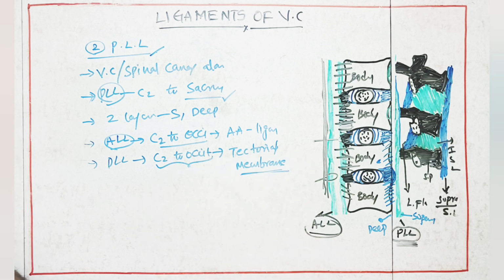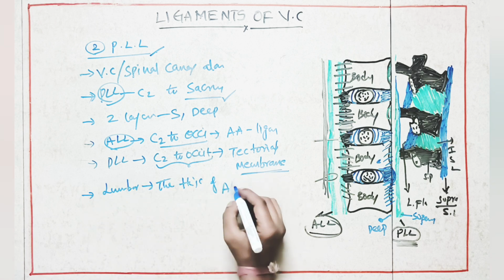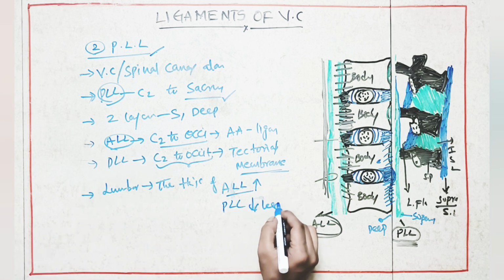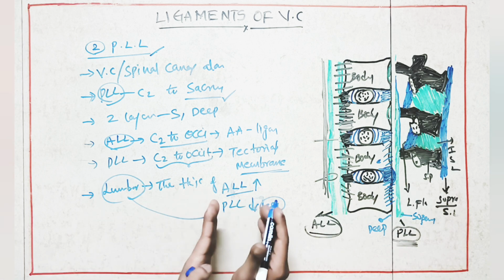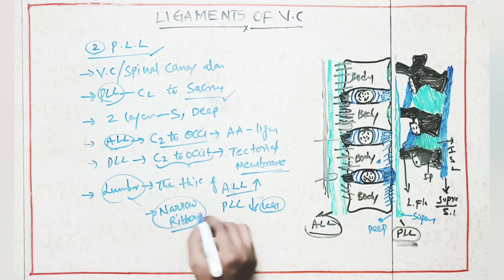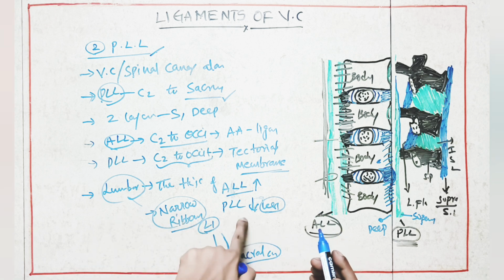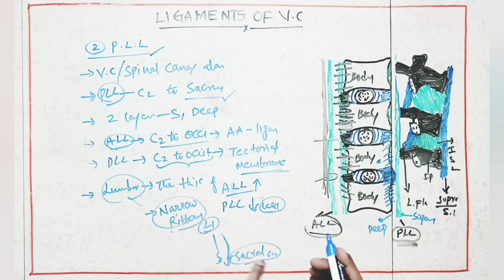Okay, next point. In the lumbar region, the thickness of the anterior longitudinal ligament is more, but the thickness of the posterior longitudinal ligament will be less. So at the lumbar region, the thickness of the posterior longitudinal ligament reduces, and it becomes a narrow ribbon-like structure. From L1 it goes on to the sacrum, entering the sacral canal.